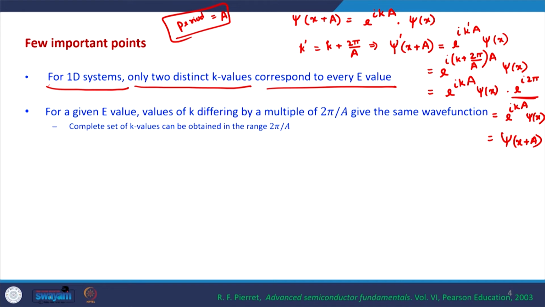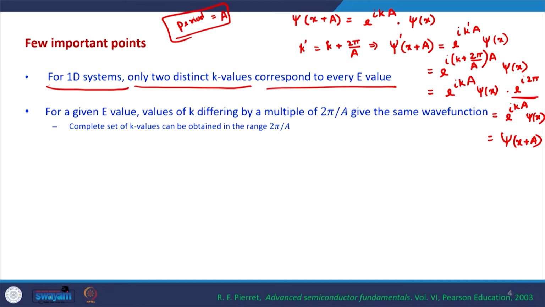Okay. What it means is that the complete set of k values is now in the range of 2 pi by A, 0 to 2 pi by A, or minus pi by capital A to plus pi by capital A.